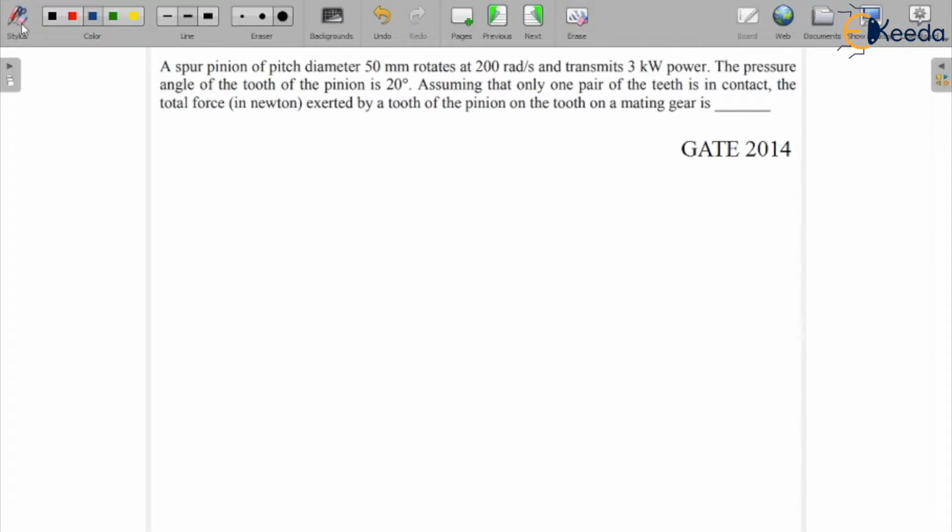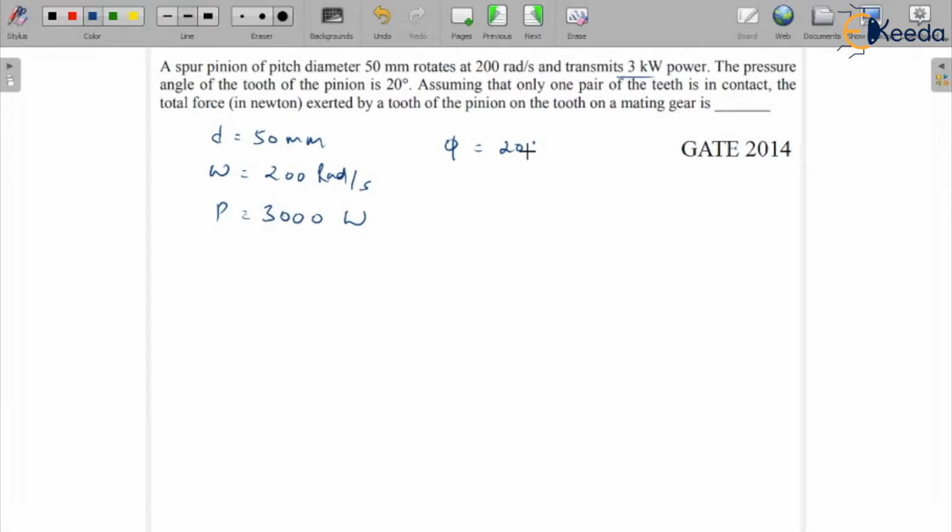A spur pinion of pitch circle diameter 50 mm rotates at 200 radian per second. So the pitch circle diameter is given. Let me represent it by small d, 50 mm, and omega is 200 radian per second, and it is saying that this transmits 3 kilowatt power. So power is 3 kilowatt, means 3000 watt. The pressure angle of the tooth of the pinion is 20 degree.